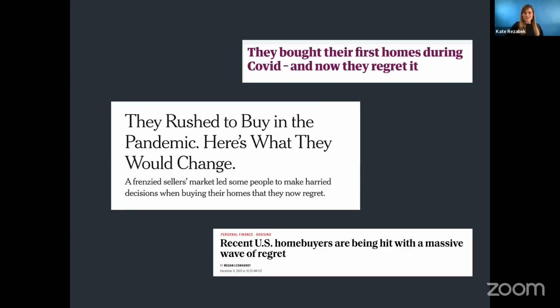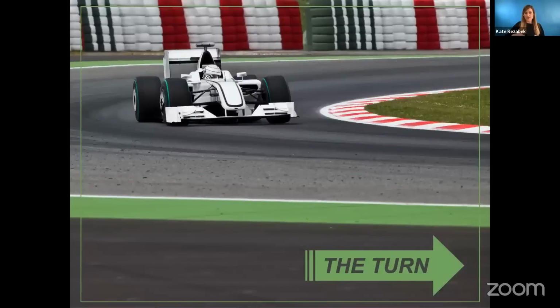And I'm going to share this visual that you've seen us use before. We call it the turn story, but this is exactly where the housing market is right now. And so if you think about a race car driver and they're going around the track, anybody can go on the straightaway.